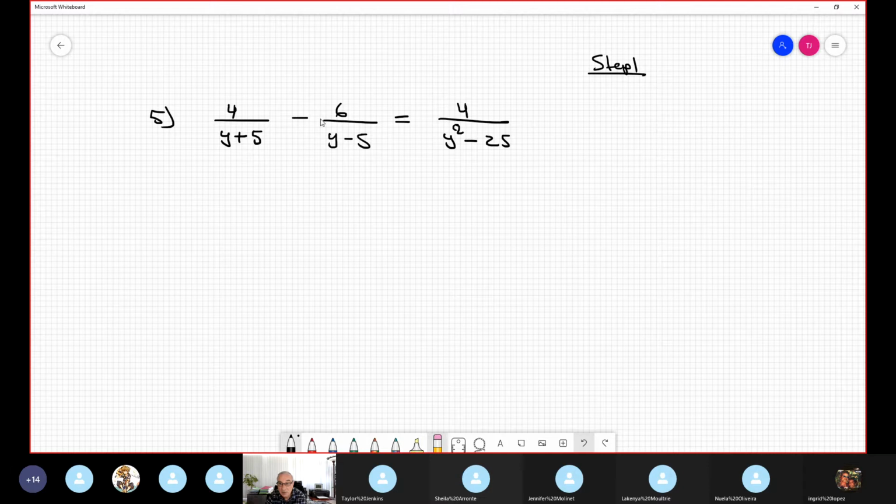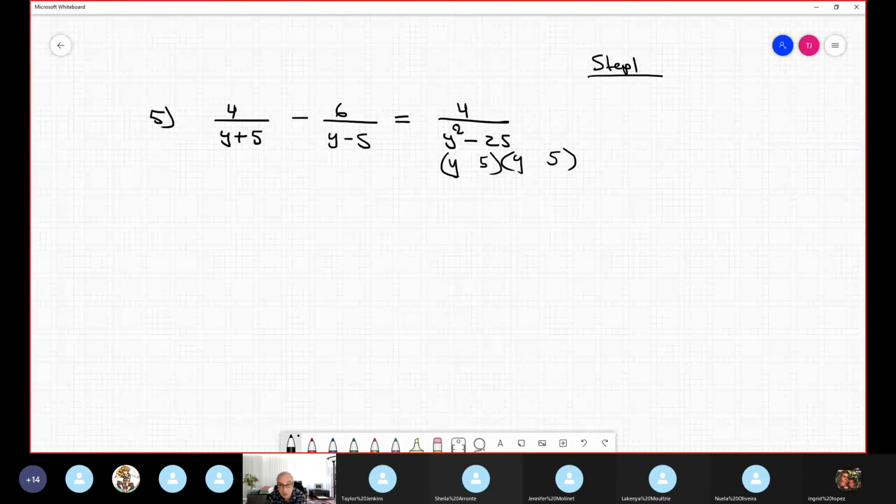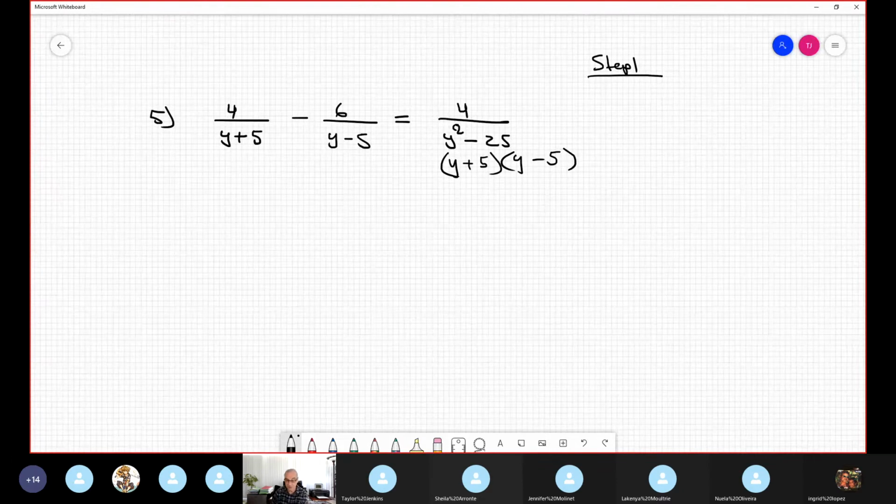Okay, entonces, factorization. This expression is prime. This expression is prime, but this one is not prime. This is a difference of squares, and the factorization is y plus or minus the square root of 25, which is 5. Okay? Difference of squares. I did the first step. Done.